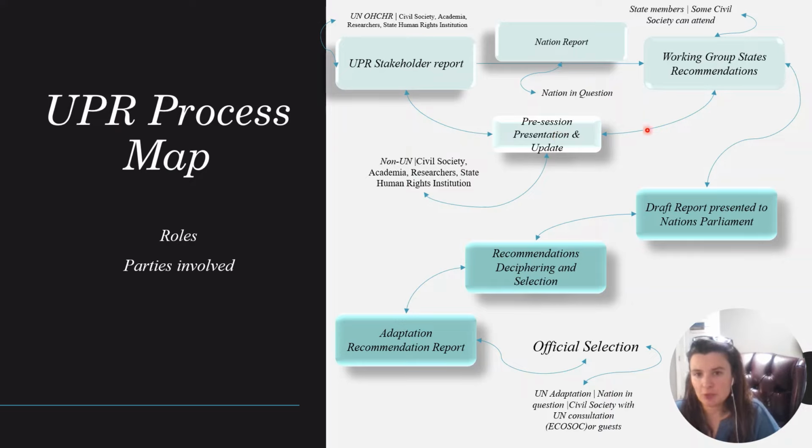And then there is, of course, the national report, which is produced by the nation in question, in our case, Algeria. Then you have the state members, which, of course, some civil society can attend, but no civil society gets to speak. Here is the portion where Algerians have an issue, which is for having consultation with the UN.